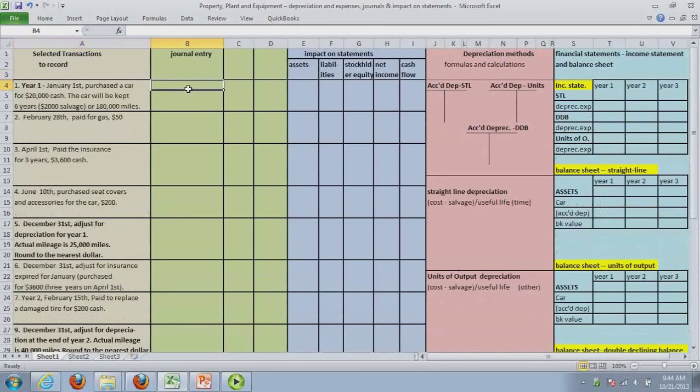Okay, so we purchased the car. Let's do the easy one first. And the information about the number of years we're going to keep it, you don't have to worry about that until you actually depreciate it.